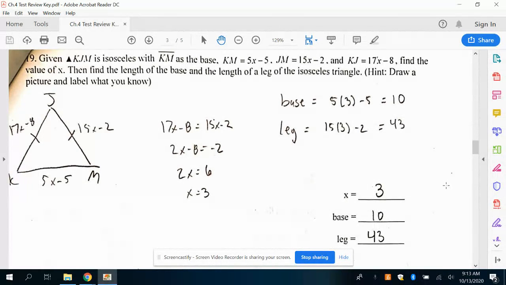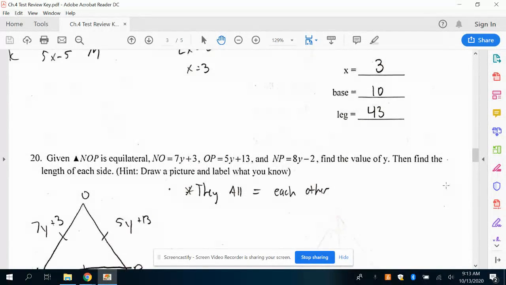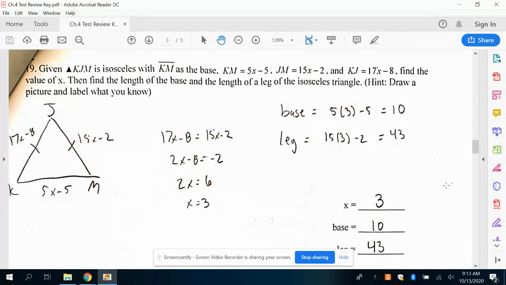For problems like 19 and 20, draw pictures. Pictures will help you. So for 19, you have triangle KJM. That's isosceles with KM as the base. So that's what this picture is right here. So I got KJM. KM right here is my base. These two sides then are the two congruent sides. And then I labeled everything that was given to me. So this is my picture.